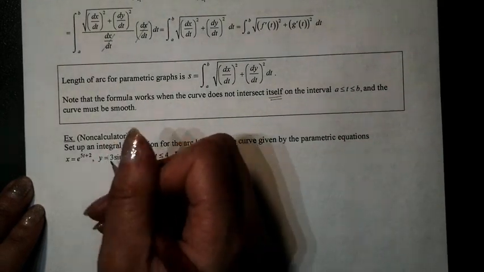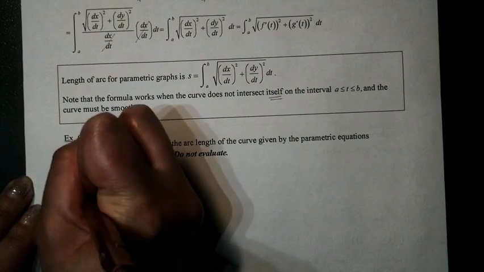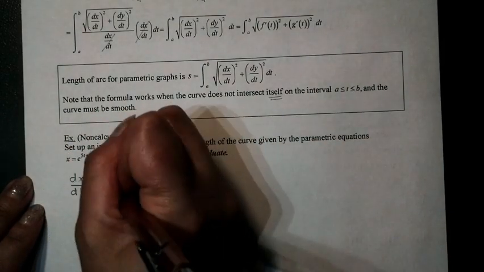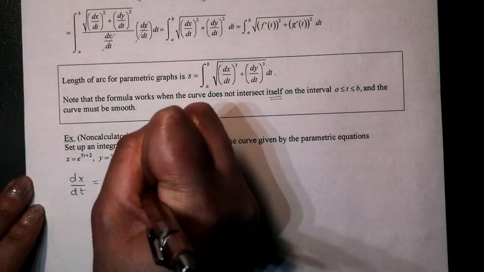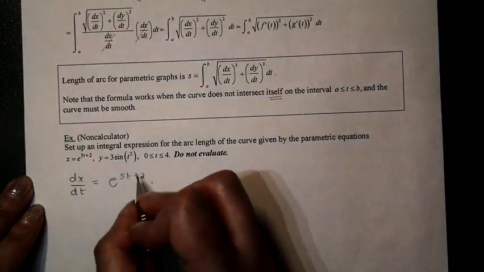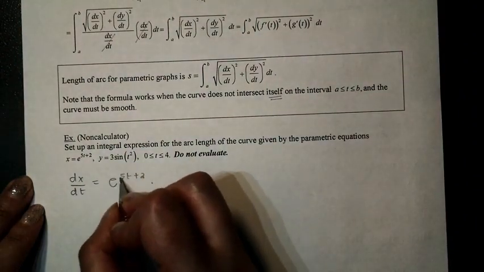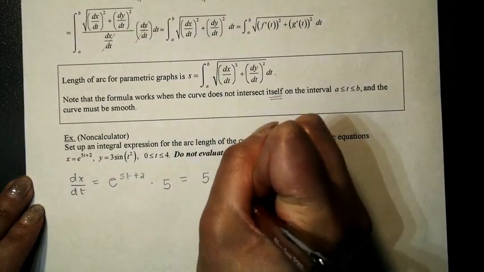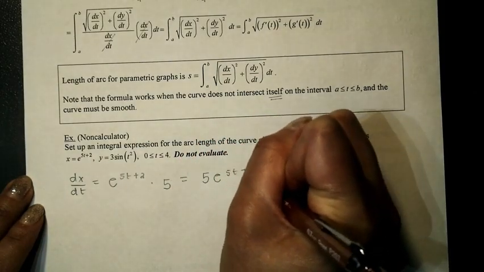So what are we going to do here? Well, the first thing I'm going to do is find dx/dt. You know that dx/dt is going to be e to the 5t plus 2 times the derivative of the exponent, which is 5. So this is going to be equal to 5e to the 5t plus 2.